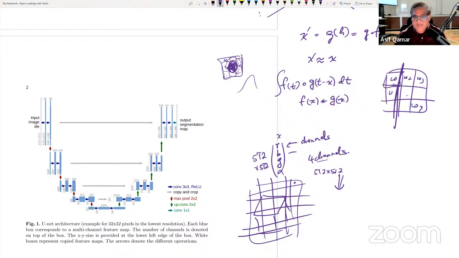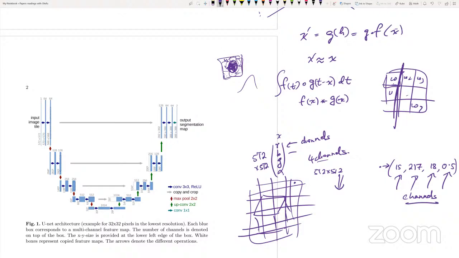So any one pixel, let's say this pixel here, will have a value like 15, 217, 18, and then an alpha value from 0 to 1, let's say 0.5, half transparency. So this is how one pixel is represented. So these coordinates or these axes are called channels. Does that explain that for you? Yes, it does. Thank you. Yeah. So that is all there is to channels.